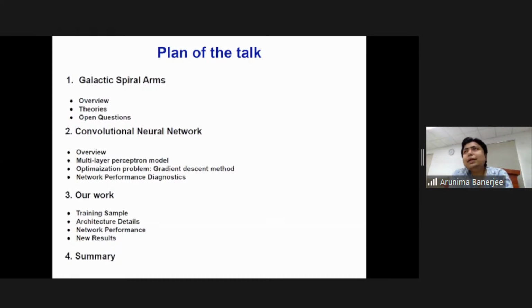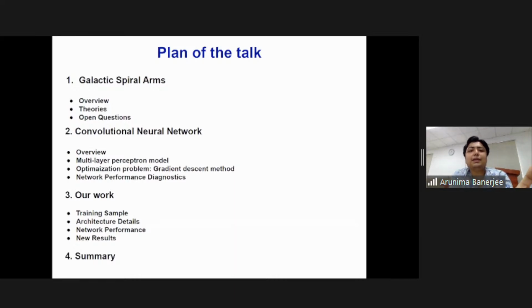And then at the end of the day, we have to judge whose network is better. Suppose you develop a convolutional neural network to classify some images, and you also develop another convolutional neural network to classify the same kind of images. Whose is better? That will be decided by the network performance diagnostics.